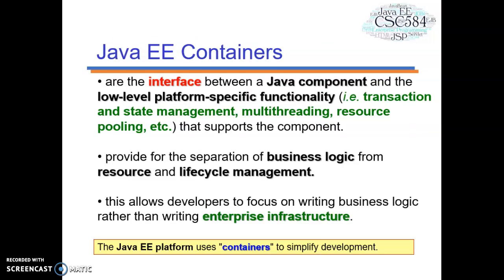Alright, let's look at the container. What is a JavaEE container? JavaEE containers are the interface between a Java component and low-level platform-specific functionality, for example transaction and state management, multi-threading, and resource pooling that supports the component. Basically, it provides for the separation of business logic from resource and lifecycle management. This allows developers to focus on writing the business logic rather than writing enterprise infrastructure. So we use containers to simplify development.